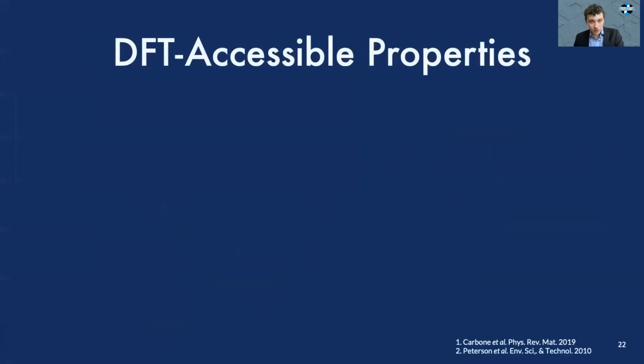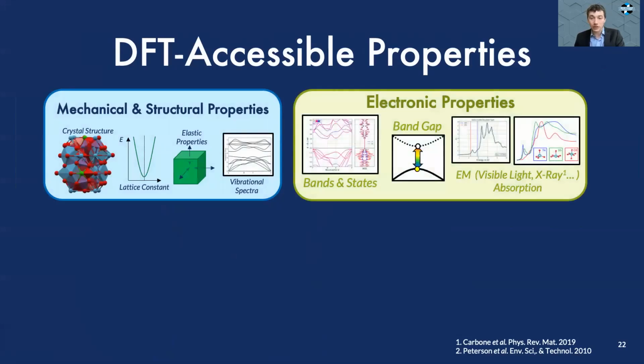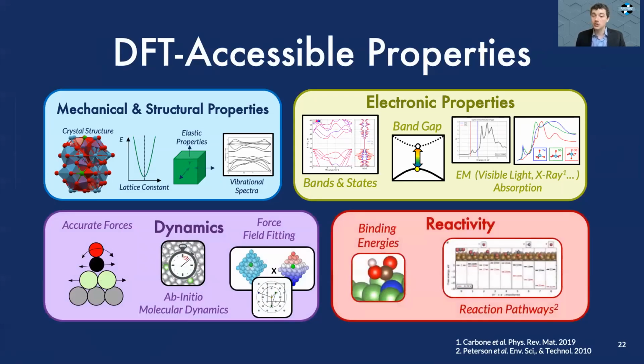And there's a marvelous range of properties that you can access using DFT, all of which will be relevant for this talk. They include, but are not limited to, structural and mechanical properties of materials, electronic properties like how it absorbs light or conducts electricity. They include the dynamics, like how molecules and atoms move around, or even the reactivity, which is how they interact with the surfaces of compounds.